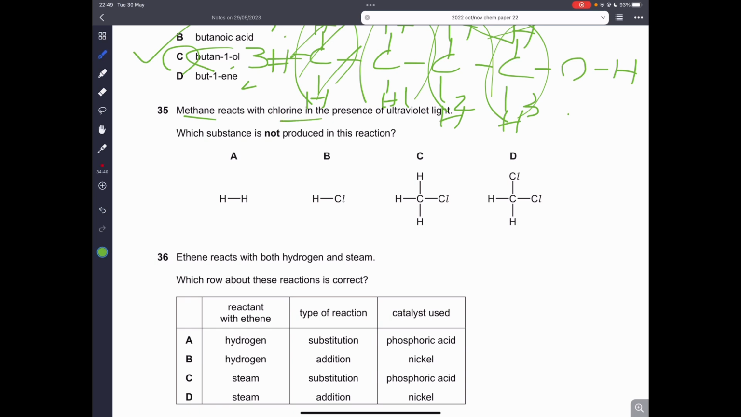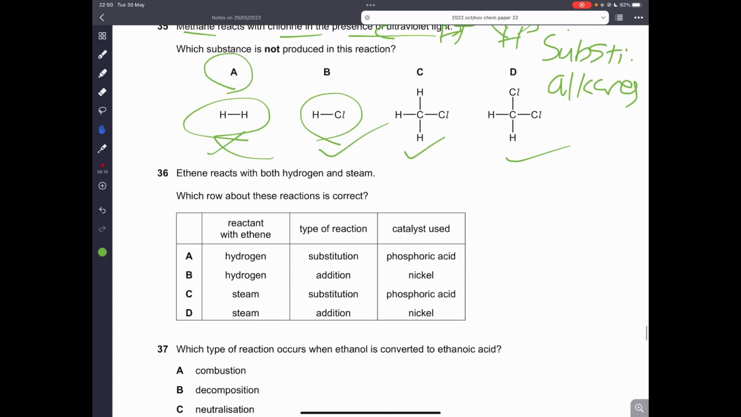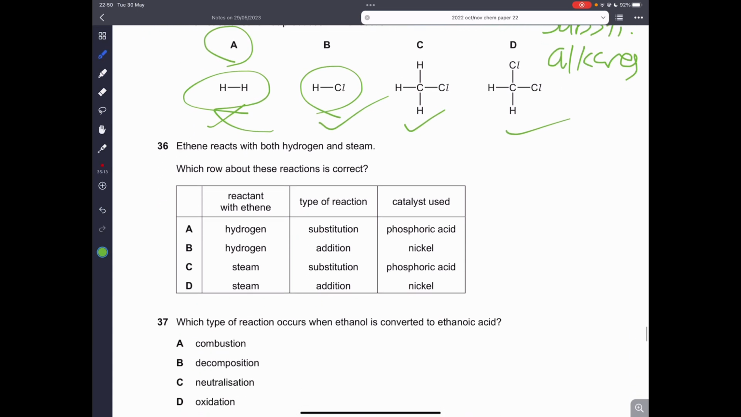35. Methane reacts with chlorine in the presence of ultraviolet light. So this is known as a substitution reaction, which only happens with the alkanes. Here when methane reacts with chlorine, the hydrogen atoms are going to be substituted by the chlorine atoms. So it's going to form this one as a byproduct and this one also as a byproduct, but it's not going to form hydrogen, so A is the wrong answer. It is not produced.